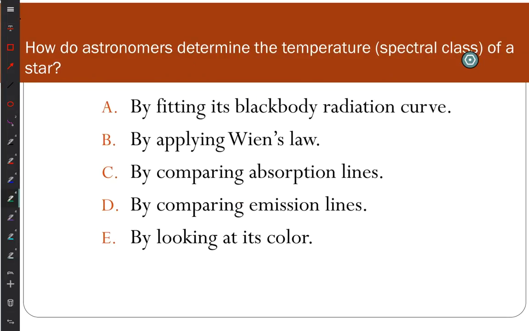Okay, next clicker question. You got it ready this time, right, Russell? Channel 33. Okay. How do astronomers determine the temperature, that is the spectral class, of a star?